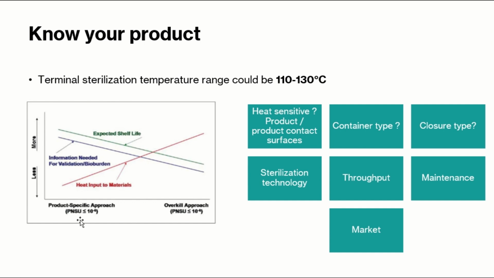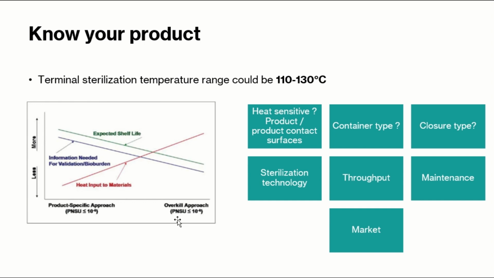This is compared as two approaches. One is the product specific approach and the second one is the overkill approach. When I speak about the overkill approach, you can keep in mind 121 degrees for 15 minutes of sterilization within your product. Okay, so this is standard. It could be different as well. I will discuss in other slides as well.